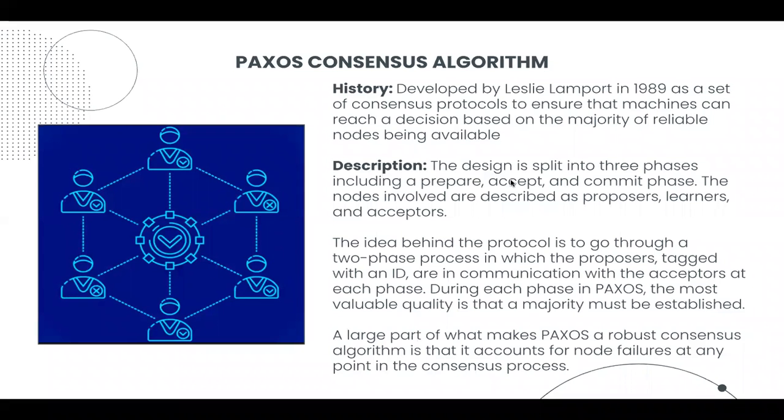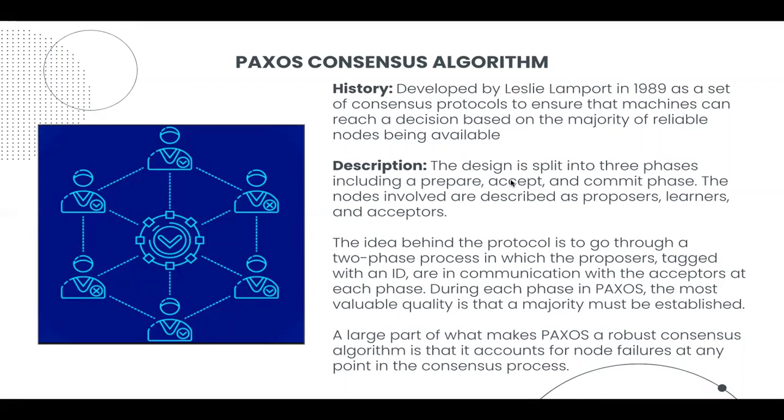Next, we will talk about the Paxos consensus algorithm. The history behind this algo is that it was developed by Leslie Lamport in 1989 as a set of consensus protocols to ensure that machines can reach a decision based on the majority of reliable nodes in a system being available. The design is split into 3 phases, including a prepare, accept, and commit phase. The nodes involved are described as proposers, learners, and acceptors.